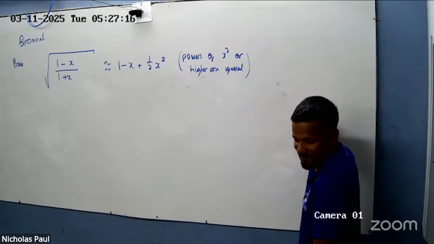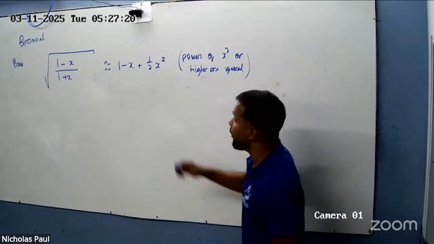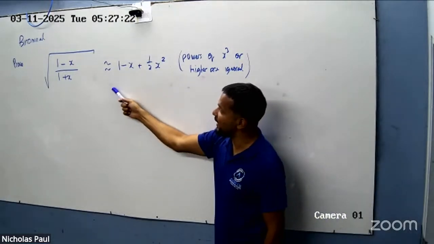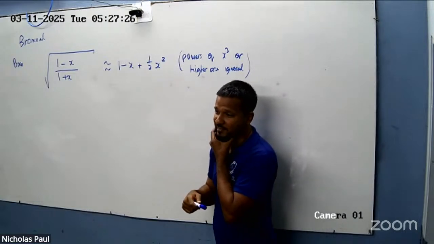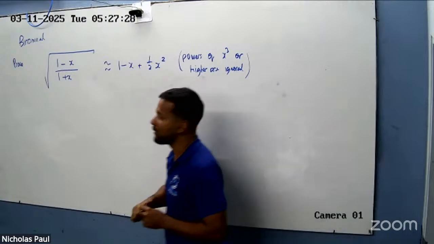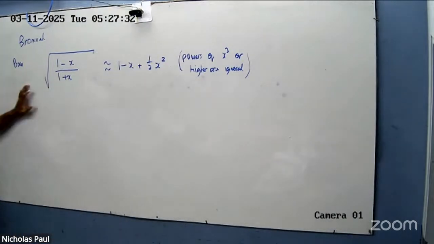So here we have to prove that when we simplify this, we're going to get this. Any ideas how to start this? How are we doing this? Any ideas?